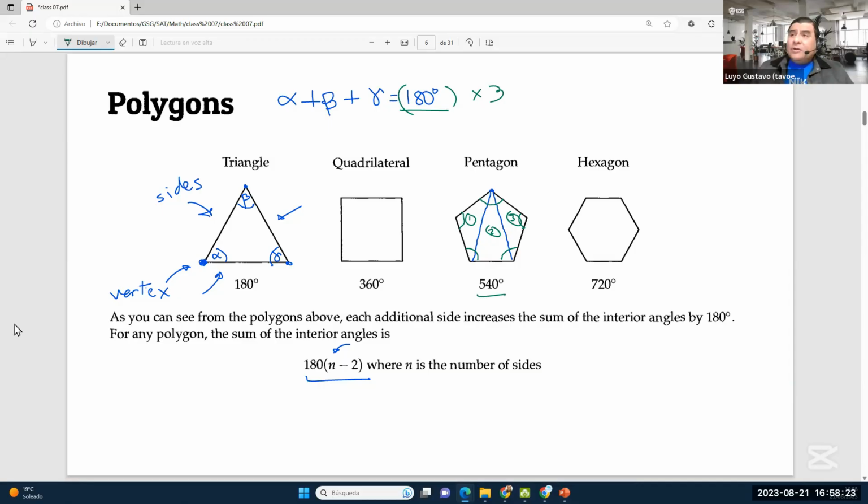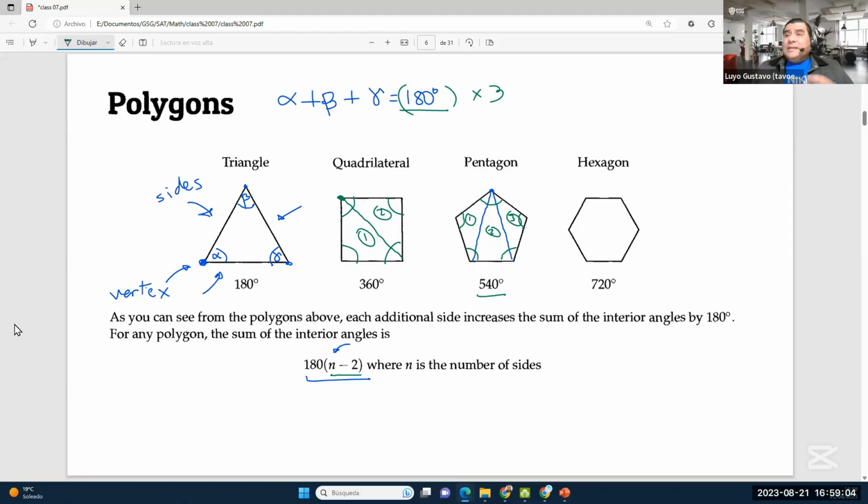The number of triangles that we form by drawing diagonals from one common vertex in a polygon is exactly the number of sides take away 2. You can see, for example, in a quadrilateral, from one vertex we can draw a diagonal and we split it in 2 triangles. Since each triangle has a sum of 180 degrees for the interior angles, in a quadrilateral the total sum of the 4 interior angles will always be 2 times 180 degrees, and so on.